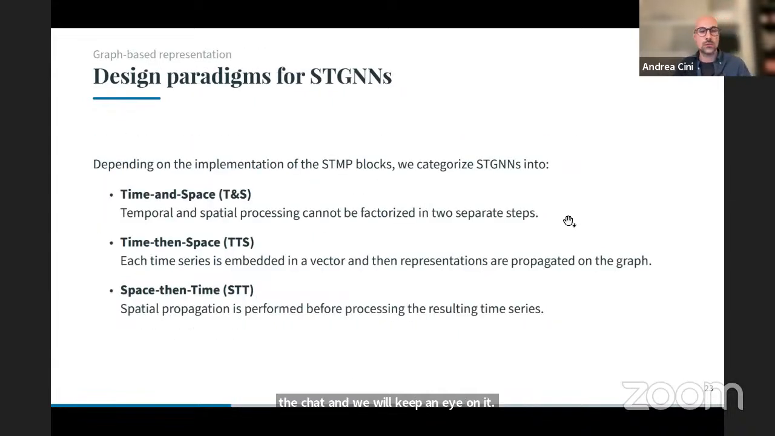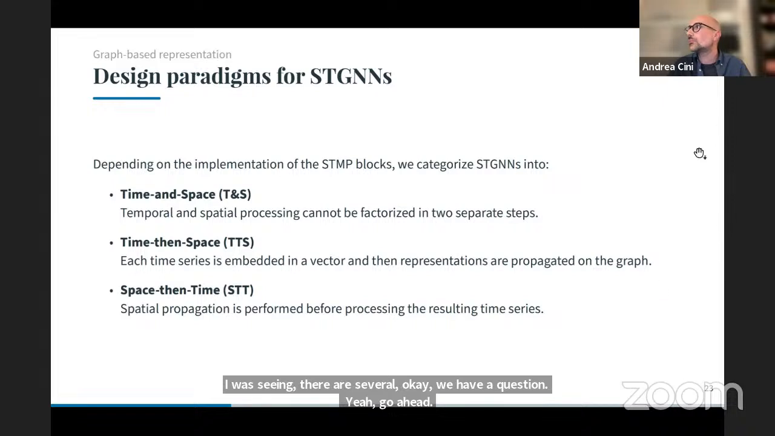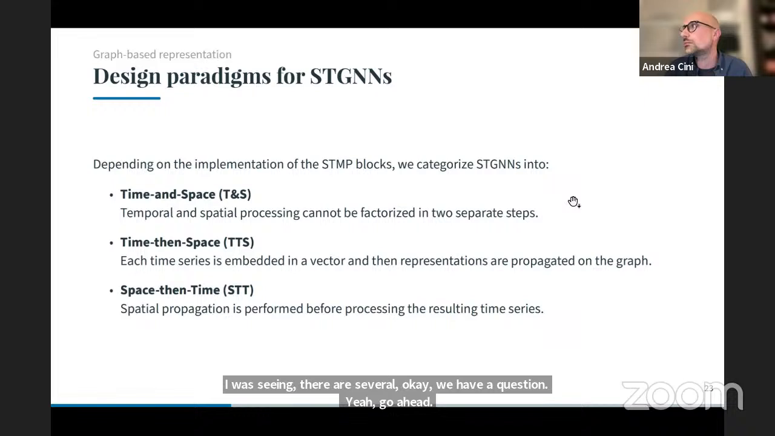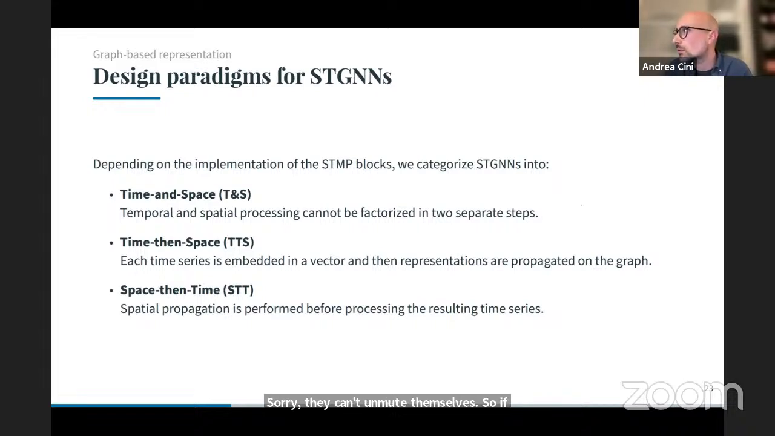Okay, so as I was saying, there are several. Okay, we have a question. Yeah, go ahead. Sorry, they can't unmute themselves. So, do you want to read out the question? Yeah. Okay, so regarding correlation, is it possible to use STGNNs with multivariate time series that have irregular signals?